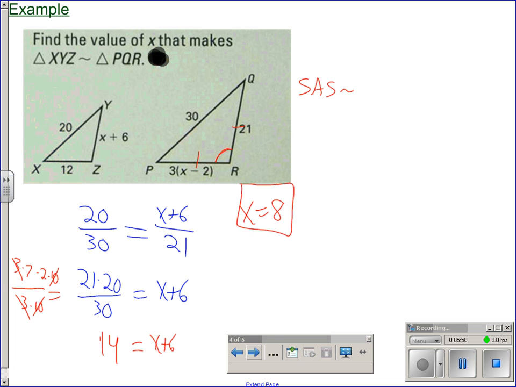There is one example, a story problem, that we will do in class. Other than that, this is it.